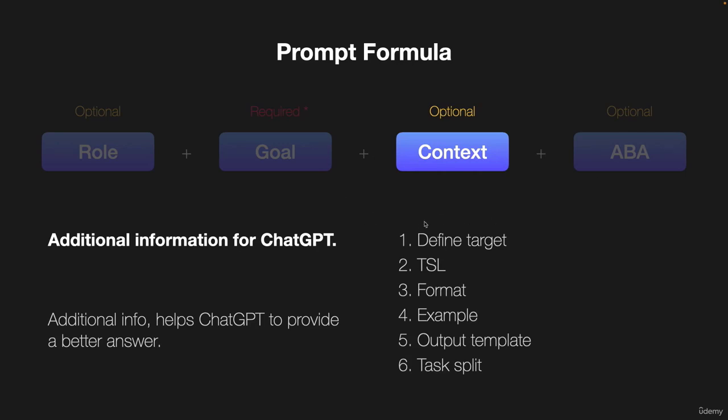Now for each of them we will have a separate lecture, but that's the general list for context that you can use for different situations to receive a higher quality answer from ChatGPT. So that was about the list. In the next lesson, we will focus and learn more about defining the target.